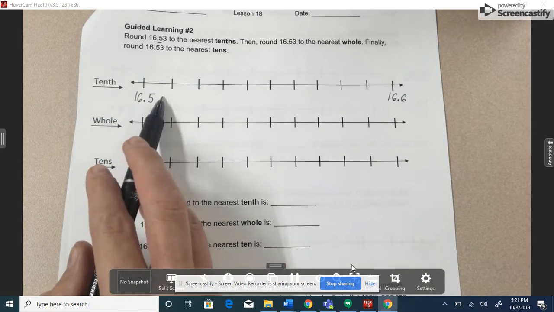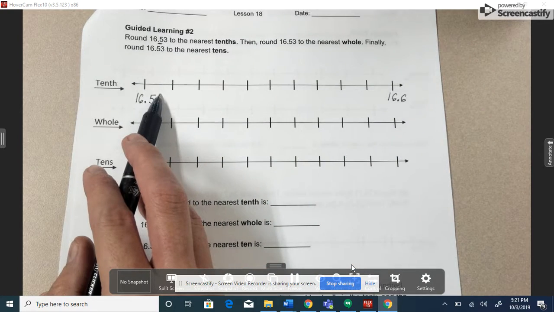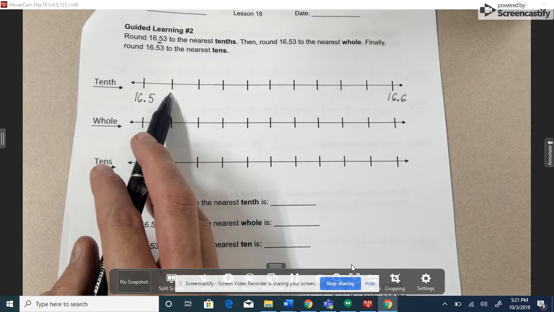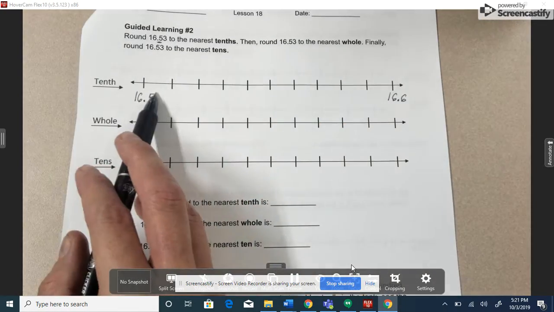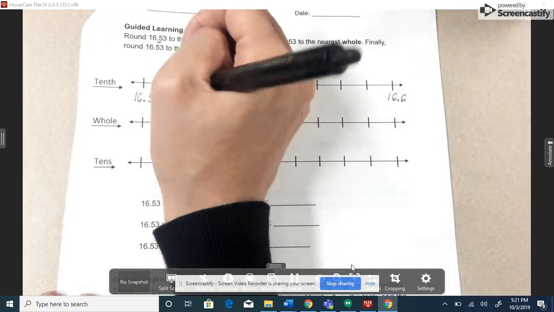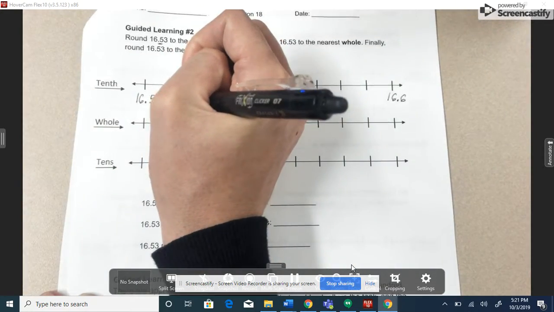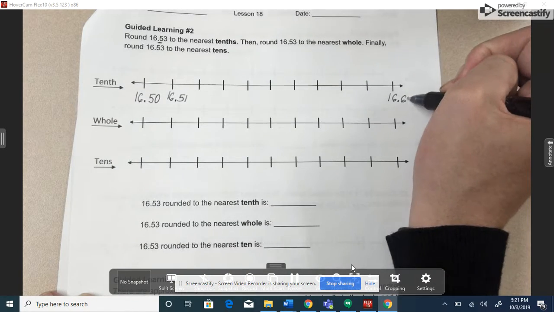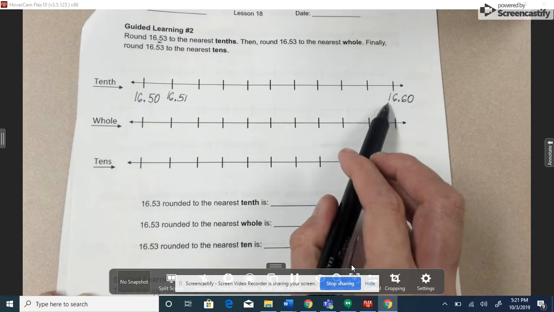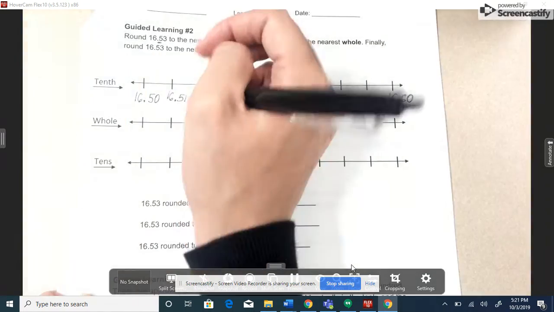Now I see there's still 10 spaces in between 16 and 5 tenths and 16 and 6 tenths. I know that I can add 10 hundredths to equal 1 more tenth. So here I'm going to write 16 and 51 hundredths. I can also remember this because 16 and 5 tenths is the same as 16 and 50 hundredths, and 16 and 6 tenths is the same thing as 16 and 60 hundredths. So I can really just be adding 1 hundredth each time.